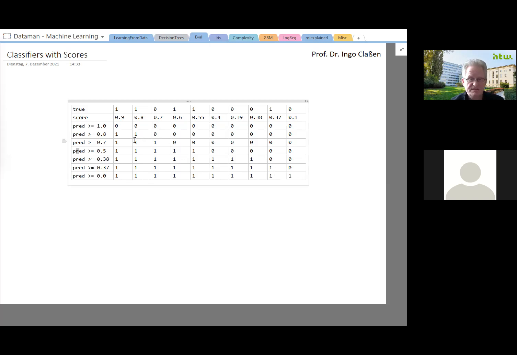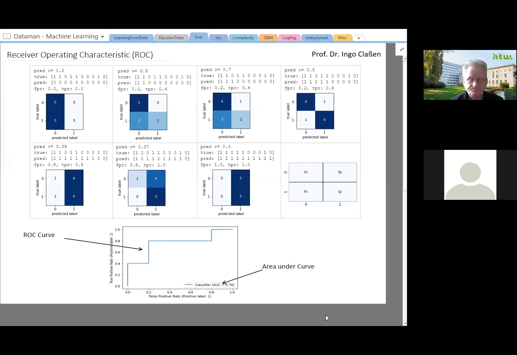So if I have a classifier that delivers a score, I can define some kind of threshold, and depending on that threshold, I get the real prediction, 0 or 1. What could be done now is I can take all these thresholds and calculate the true positive rate and the false positive rate. So, the hit rate and the false alarm rate.